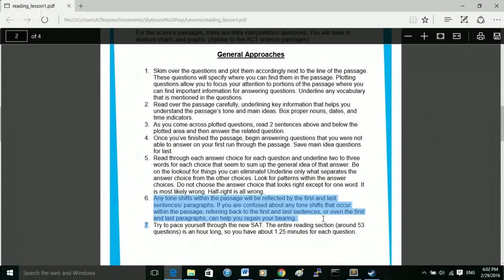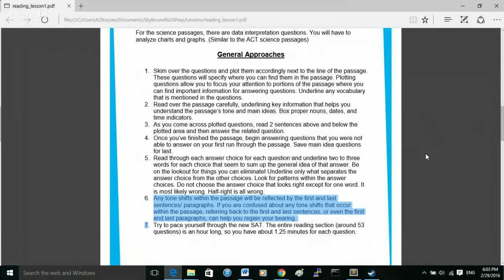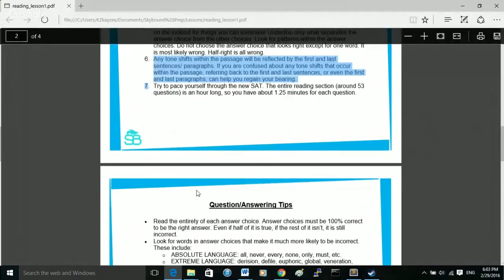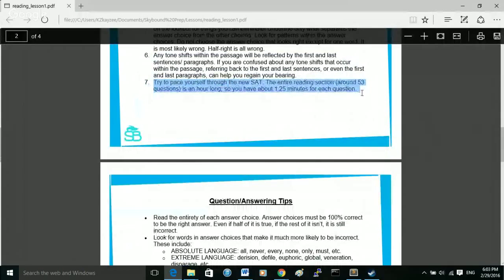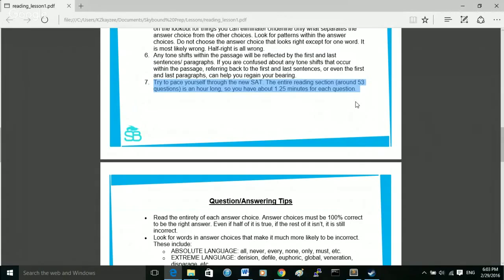And keep in mind any tone shifts within the passage that can be reflected by the first and last sentences of each paragraph. If you're confused about any tone shifts that occur within the passage, go ahead and refer back to the first and last sentence or even the first and last paragraph to help you regain your bearing. And also try to pace yourself through the new SAT, as the entire reading section is around 53 questions and is an hour long. So you have about 1.25 minutes for each question.